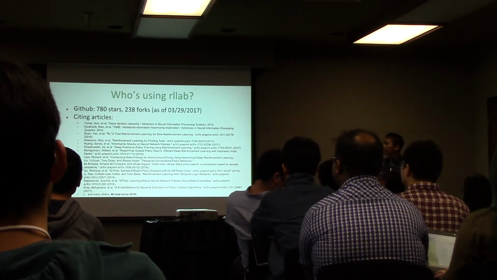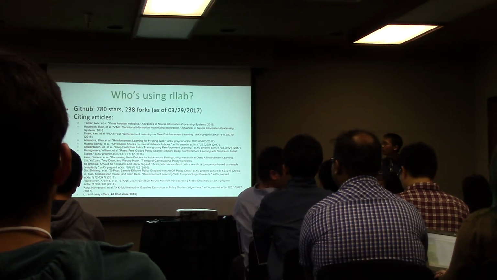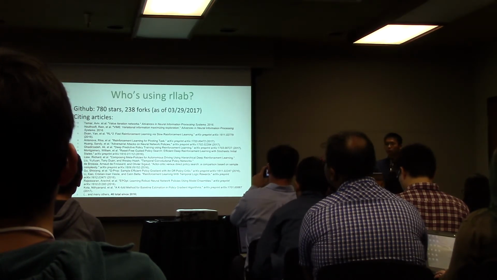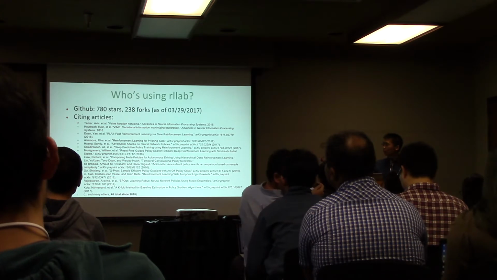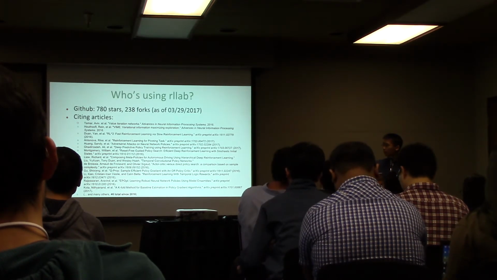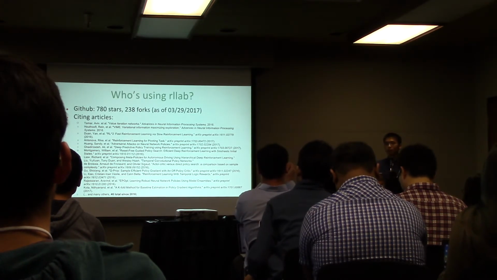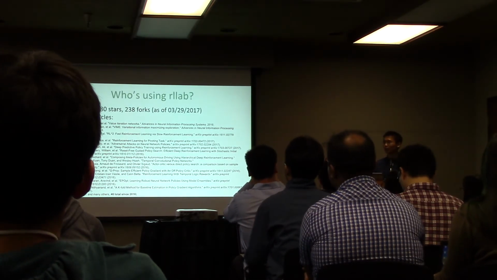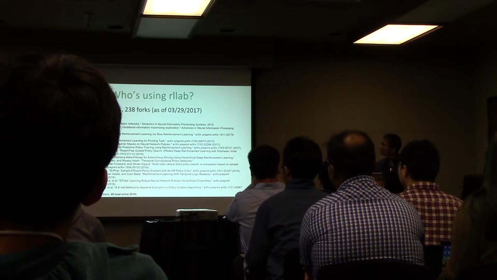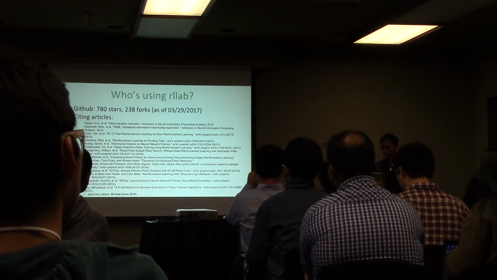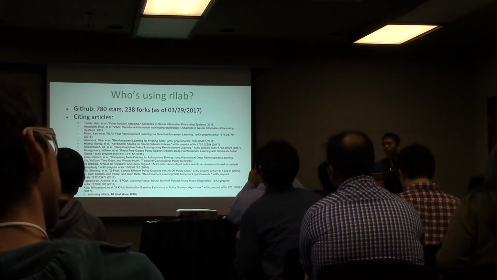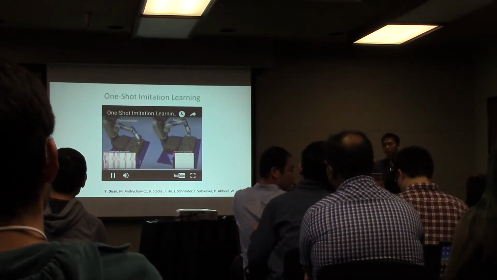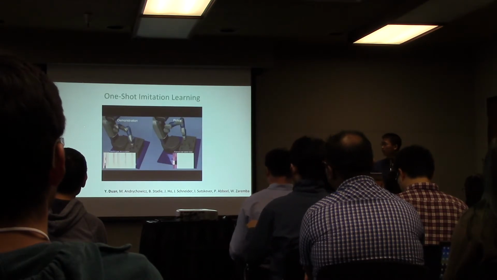So who's using RLLAB? As of yesterday, we have over 700 stars on GitHub and over 200 forks. There have been about 50 citations of RLLAB, since we only encouraged instead of forced people to cite it, so the actual number of people using it might be higher. Many of them are outside OpenAI or Berkeley. I will also talk about some of our own work built on top of RLLAB.